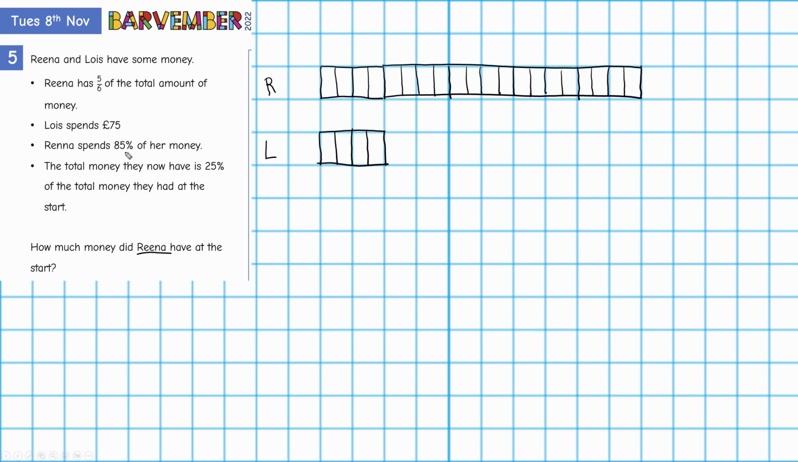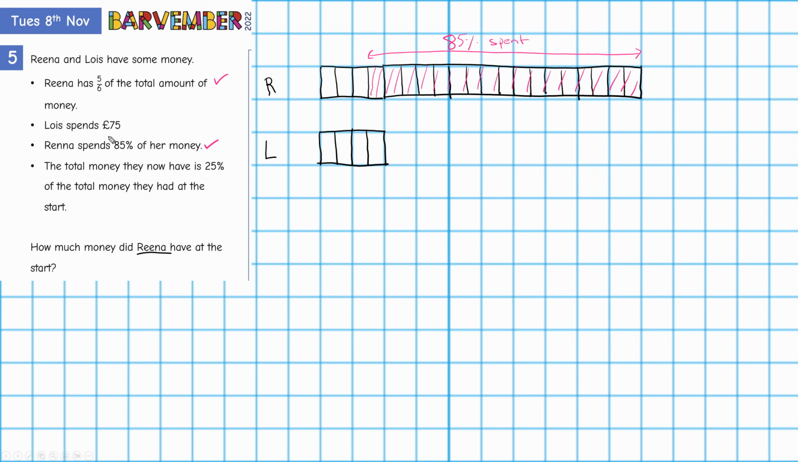Okay, so we're told that Rena spends 85% of her money. Okay, so that would bring us up to, well, that would be 90%, wouldn't it? So that's 85%. There we go. So this is all the money that Rena spent. So this is the 85% spent. Okay. And we're told now, so we've dealt with that bit. We've dealt with that bit. We haven't dealt with this bit yet.